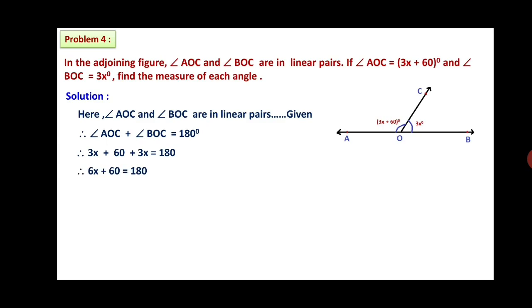Now we'll add 3x, that will be 6x plus 60 is equal to 180. Therefore 6x is equal to 180 minus 60. 60 goes to the right hand side, it will become minus. So 6x is equal to 120, since 180 minus 60 is 120.